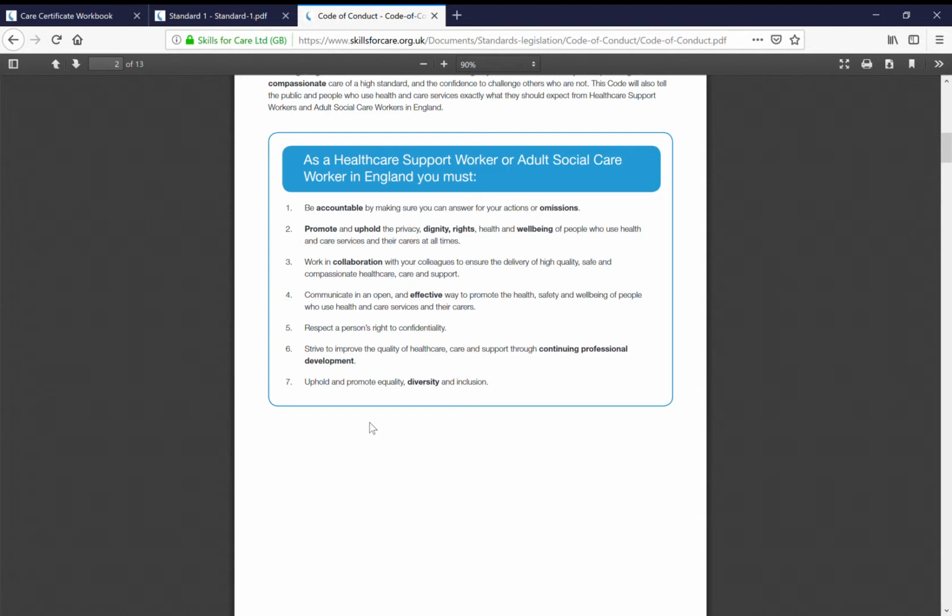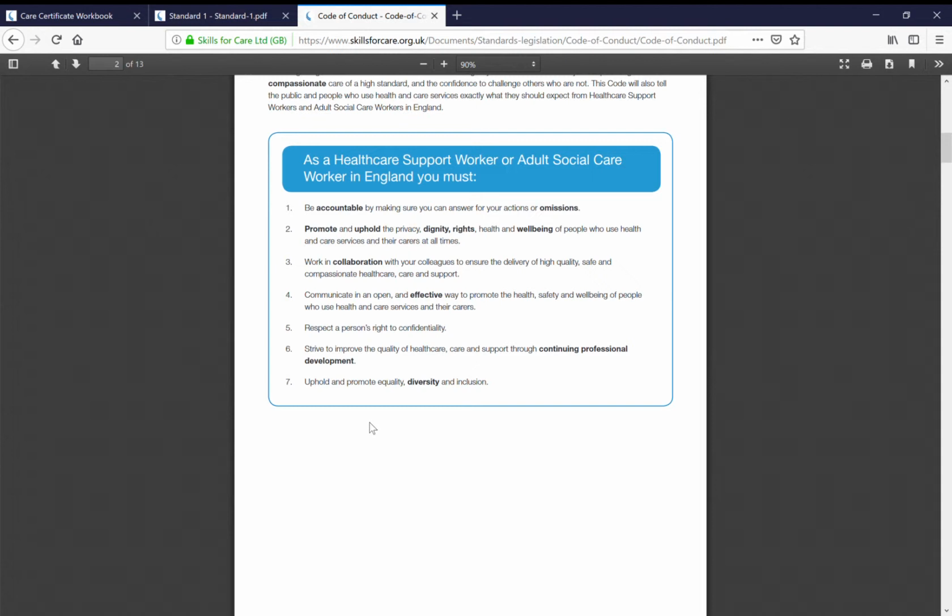Number 4, communicate in an open and effective way to promote health and safety and well-being of people who use the health and care services and their carers. So I mentioned before about if we make an error, we need to have that open and transparent communication. We can't just hide things.